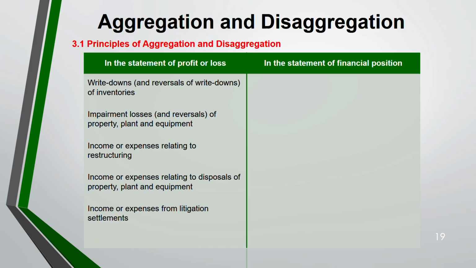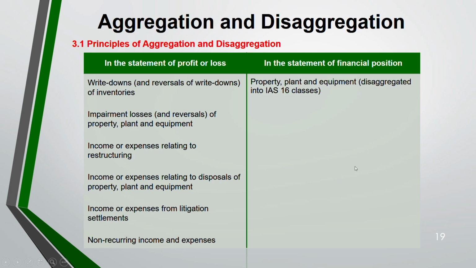Income and expenses from litigation settlement, and non-recurring income and expenses. Income and expenses that happen once. That is the meaning of non-recurring. It does not recur. This you have to show separately. Next, on the side of the financial position, your property, plant and equipment, that is your non-current asset, you have to disaggregate into IAS 16 classes.